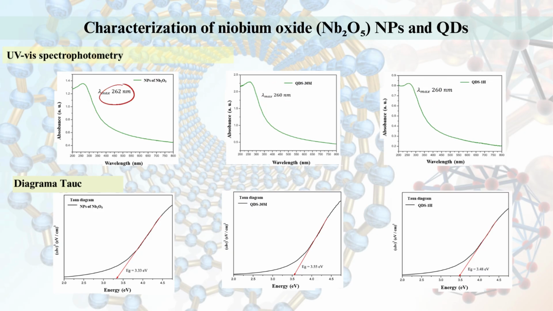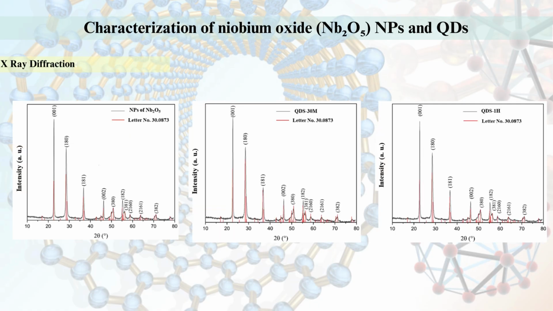Furthermore, the Tauc plot helped us determine the bandgap energy of niobium pentoxide nanoparticles and quantum dots. A value of 3.33 electron volts was obtained for nanoparticles, 3.55 electron volts for 30-minute quantum dots, and 3.48 electron volts for 1-hour quantum dots. These values demonstrate a widening of the forbidden band, which indicates the existence of quantum confinement.